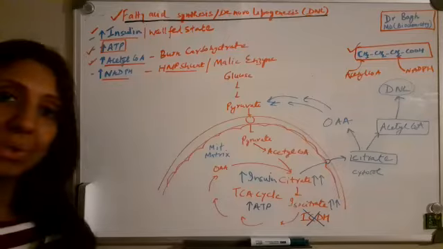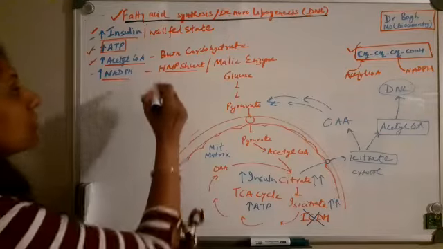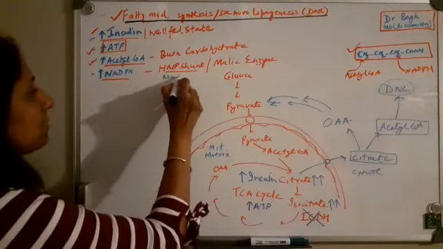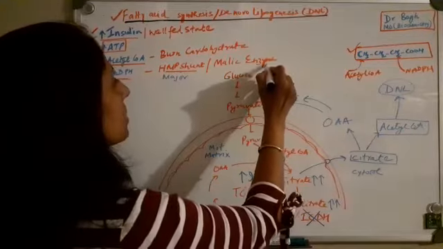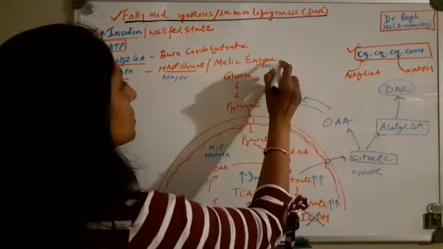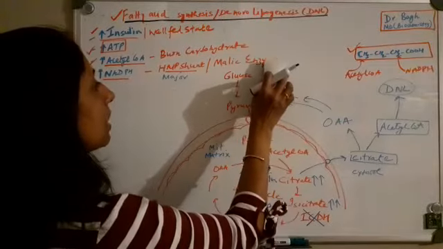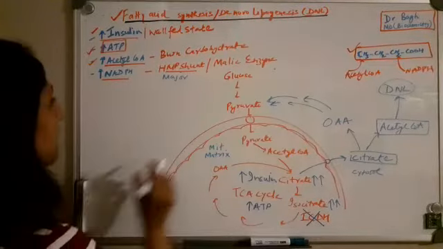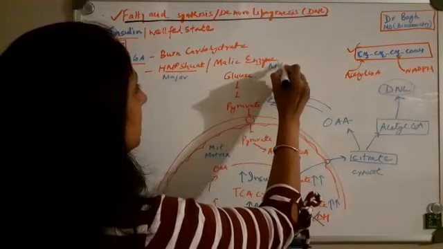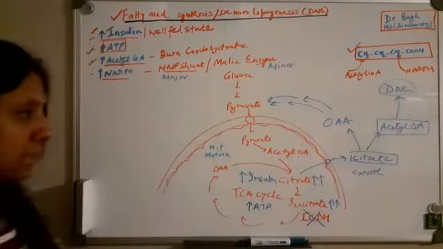Because as I told you, what is the major source of NADPH? HMP shunt. But what's the minor source of NADPH? The minor source of NADPH is malic enzyme. So we will talk about these two in my next video, completing the steps of fatty acid synthesis.